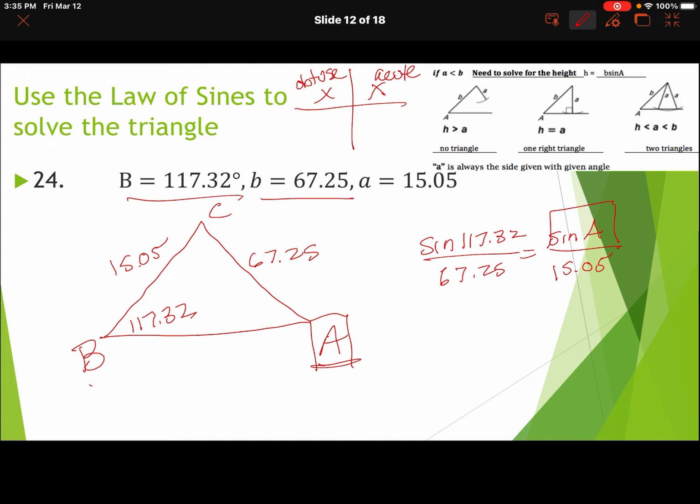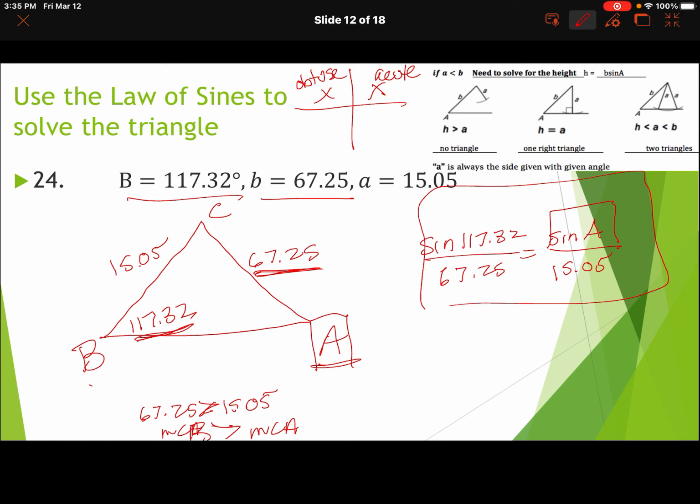Well, in the first place, it can't be obtuse because B is already obtuse, and I can't have two obtuse angles. And another way is this is bigger. Because 67.25 is greater than 15.05, I know that A is less than this angle. So that means the measure of angle B is greater than the measure of angle A, so angle A can't be obtuse. So now I just use my calculator to solve this.